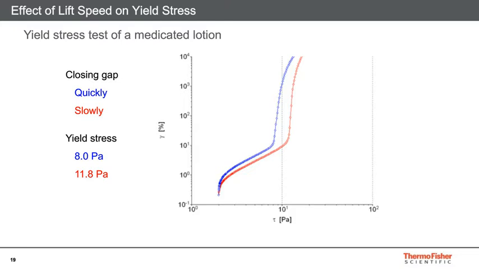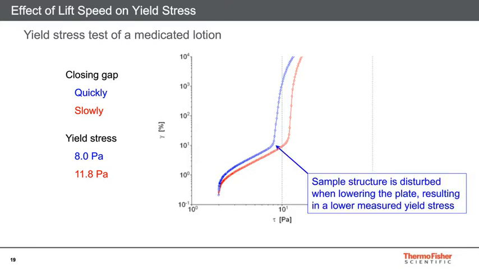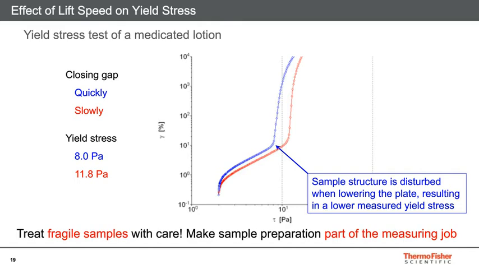We see about a 50% increase in measured yield stress of this material by just changing how quickly we lower that measuring head. So by lowering that head quickly, we're actually disturbing its structure, and by pre-disturbing its structure, we're reducing the measured yield stress. So by lowering that head quickly, we're already beginning to break down its structure internally. So if you are handling fragile samples in the lab, make sure you do that with care. And if possible, make sample preparation part of the measurement job.